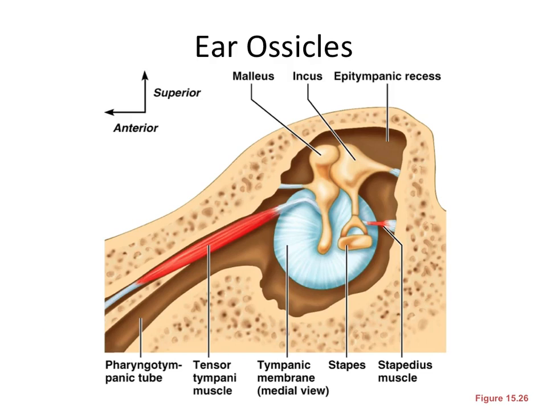Auditory ossicles. Here is the malleus, also known as the hammer. It's the first ossicle. We can see the malleus is attached by a tiny muscle called the tensor tympani muscle. This muscle is very important because its function is to regulate noise.